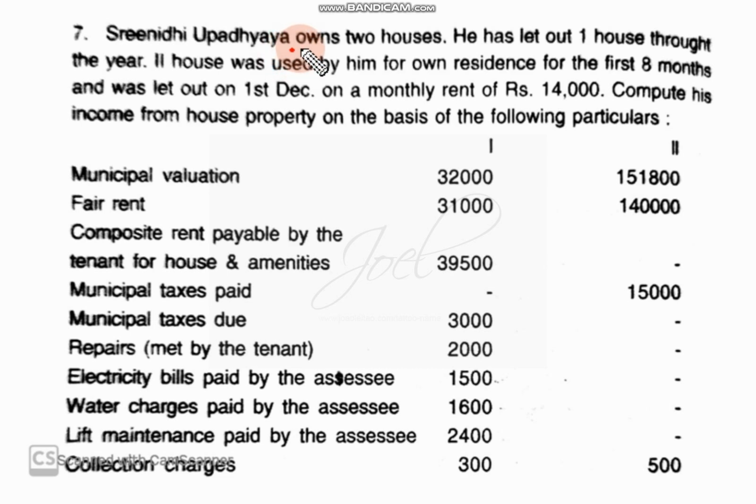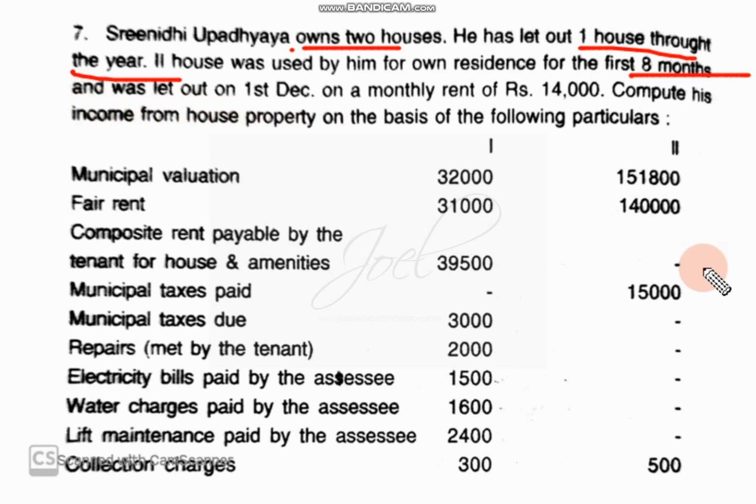The owner owns two houses. He is letting out one house throughout the year. So one house is completely let out. The second house was used by him for his own residence for the first 8 months. So for the first 8 months it is self-occupied.